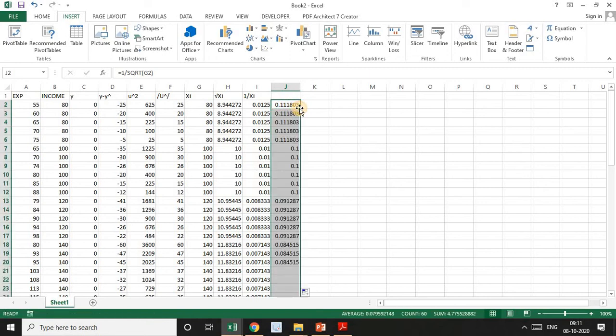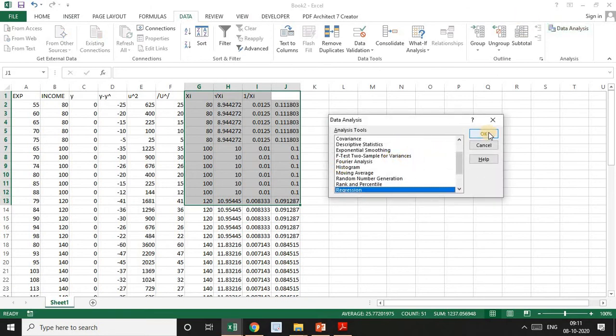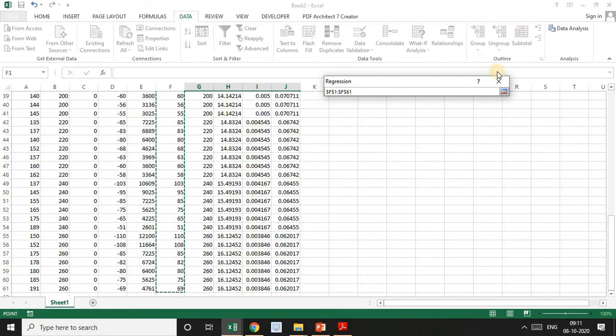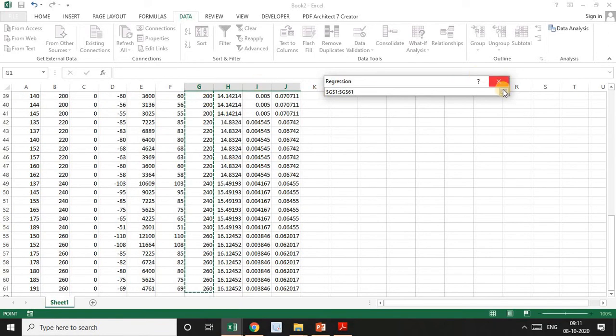Now what you have to do is take this as your dependent variable and this as your independent variable. For the independent variable, there are 4 different specifications, and you can take any specification. First let me do data analysis, regression. Take this as your dependent variable and this as your independent variable.